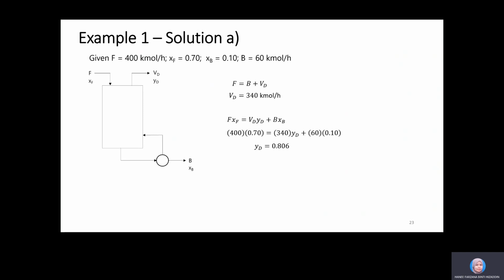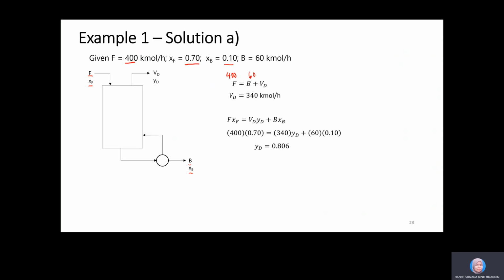So this is your stripping column where you have the feed and XF. The feed here is 400 kilomole per hour. Feed composition is 0.7. And then your B and XB. XB is 0.1 and B is 60 kilomole per hour. So you can do an overall balance: F equals B plus VD. Because F is 400 and B is 60, VD is 340 kilomole per hour.